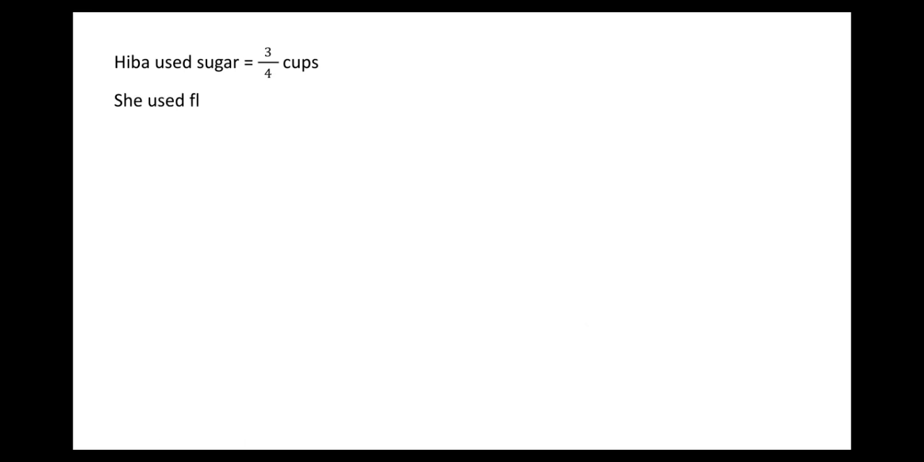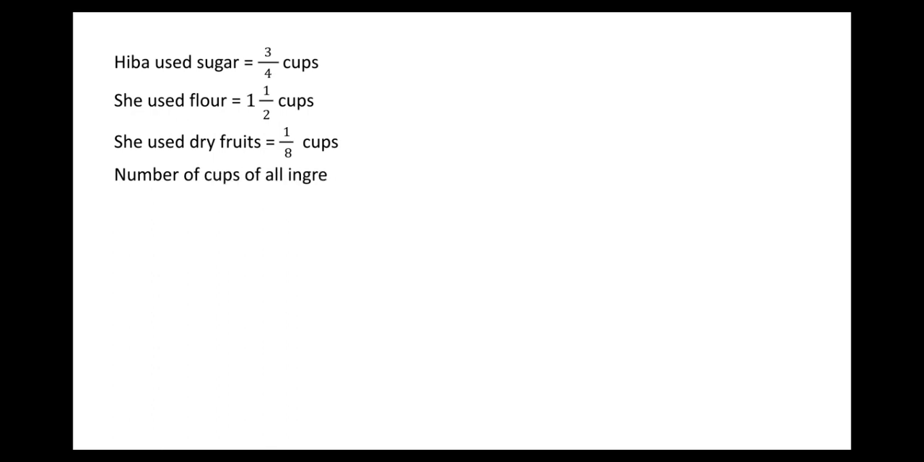Okay ji. She used flour 1 whole 1 by 2 cup. She used dry fruits 1 by 8 cup. These are the given numbers, and the value we are required to find is the number of cups of all ingredients in total used. So we do addition of fractions.